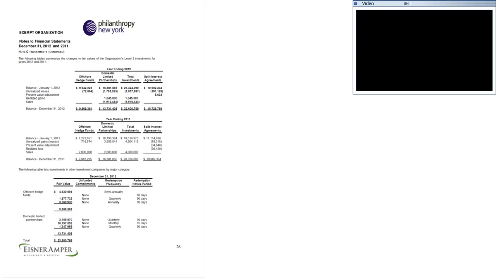I also want to see how hard it is for them to get out of these investments, because if all my assets are in these investments and I can only get out of it once a year and I have to give 95 days notice, maybe I'm going to have trouble paying my bills, right? So that's another thing that I want to take a look at in this note for.